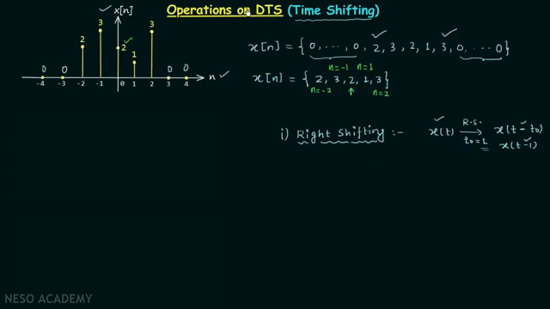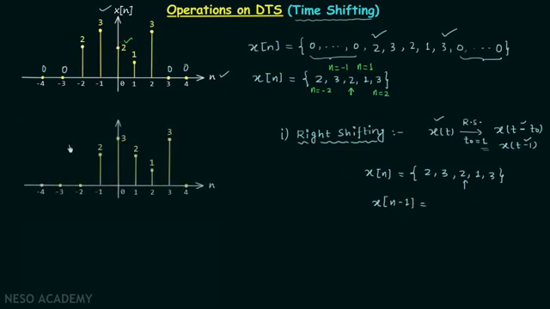So in case of discrete time signals, we have signal x[n], and x[n] is equal to this: 2, 3, 2, 1, 3. 2 is at the origin, and we are performing the right shifting by 1 integer value. This means we will have the new signal x[n minus 1]. So this whole waveform will shift towards the right by 1 integer place. As you can see, this is the waveform of signal x[n minus 1].